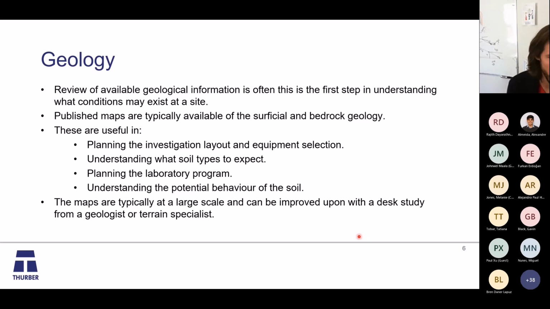And we have published maps that are typically available that tell us what we might expect at surface, what we might expect from bedrock. And these are really useful in planning the investigation layout, equipment selection, understanding what types of soils to expect, planning the lab program, and understanding the potential behavior of the soil. These maps are typically available at a large scale. And if you work with someone who's a geologist or geomorphologist or terrain specialist, they can improve upon that interpretation.